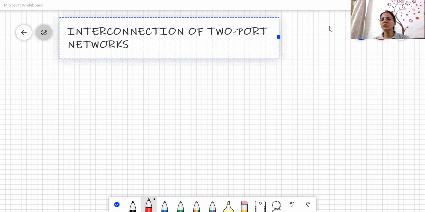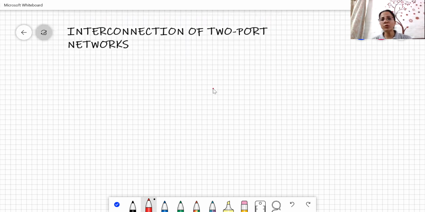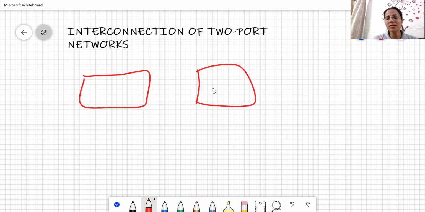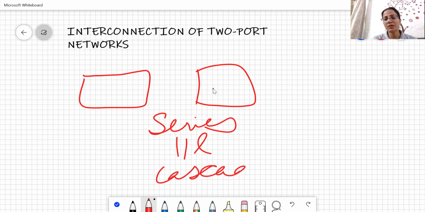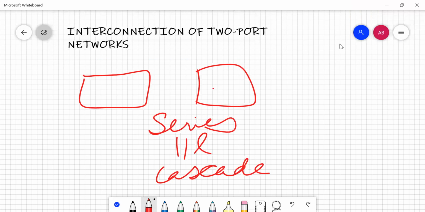Hello students. So today's lecture is on the topic of interconnection of two-port networks. Basically, when we talk about interconnection, it means that any two-port networks can be connected in series, in parallel, or they can be cascaded one after another. So how to calculate the total parameter of the combination of the interconnection? This is what we are going to study now, right?